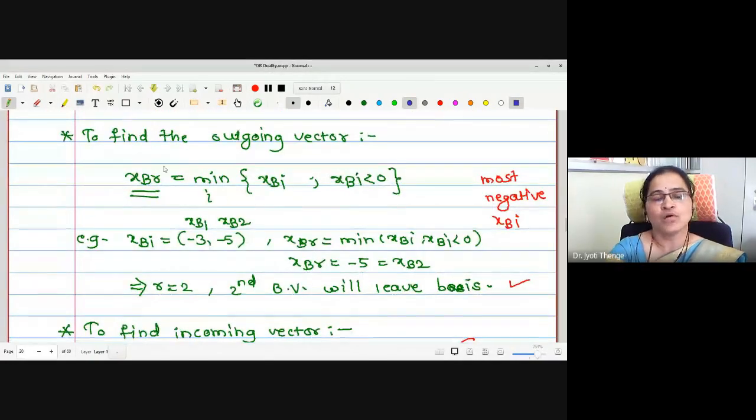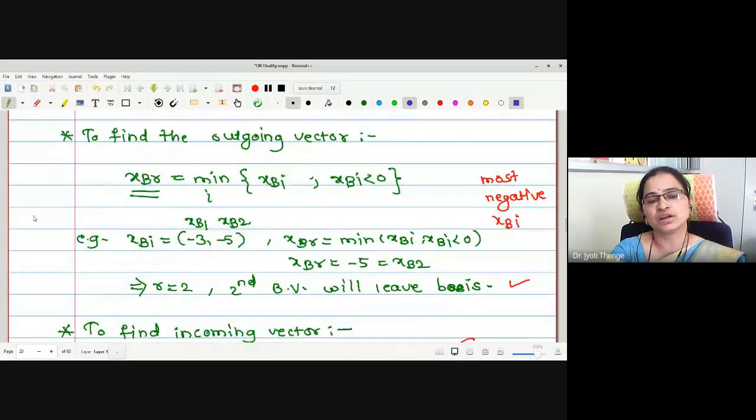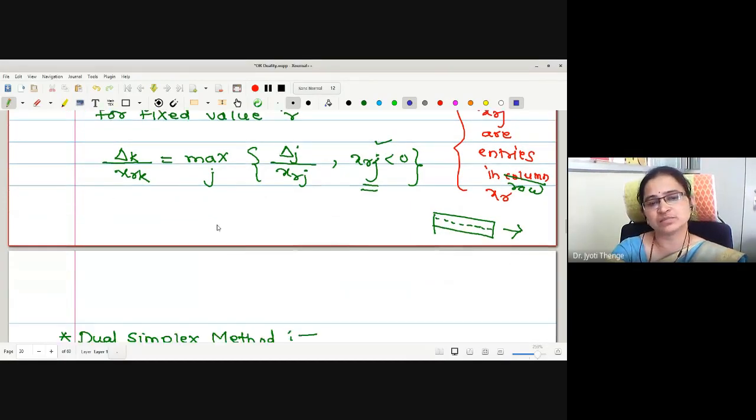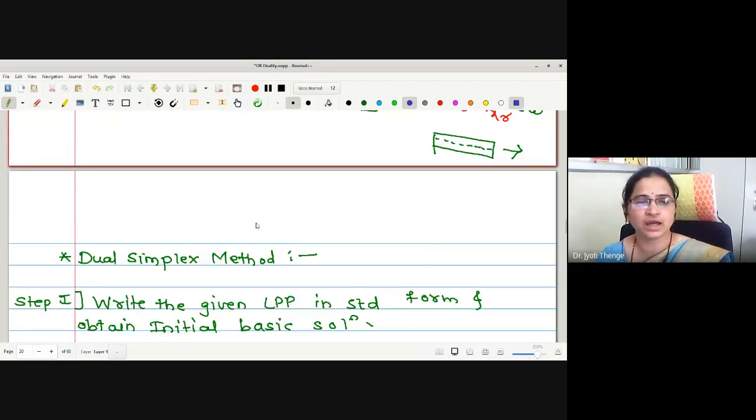And these two are the formulas for selecting the outgoing vector and the incoming vector. Outgoing vector criteria is very simple. Whatever are the negative values of your xbi's, we will select the most negative xbi. That will be the leaving vector or outgoing vector. And to select the incoming vector, we are finding the maximum of the ratio delta j upon xrj. xrj are the elements in the key row. We are taking only those xrj's which have negative value. Whichever is the maximum will give us that kth value. That kth vector will be the incoming vector.